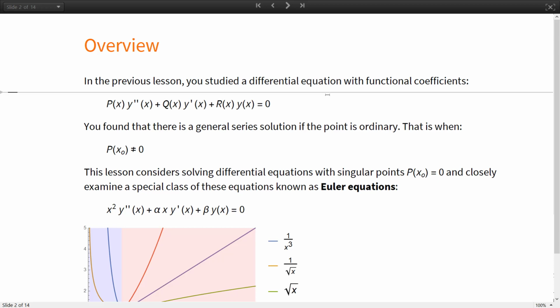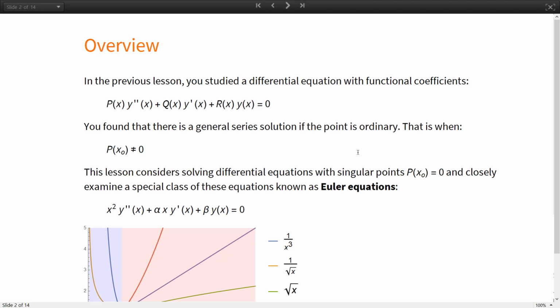A point x0 is an ordinary point when the function p evaluated at x0 is not equal to 0. In the previous lesson, we divided the equation by p of x to get the differential equation into a form suitable for solving, so we wanted p of x0 to be non-zero so that the coefficients of y and y prime were analytic about x0. This lesson will consider solving differential equations with singular points, that is, where p of x0 is equal to 0.